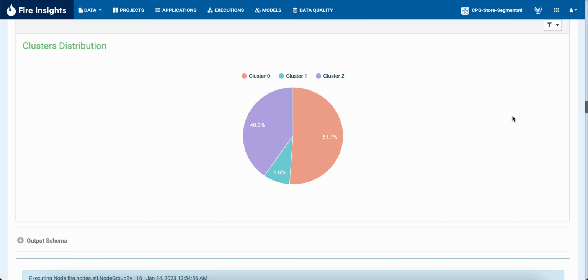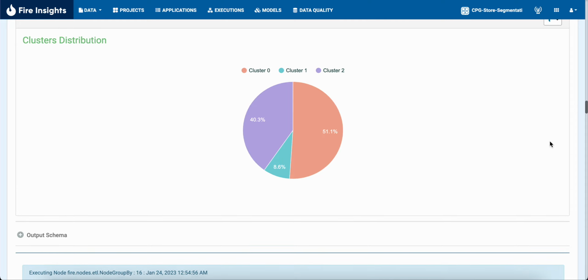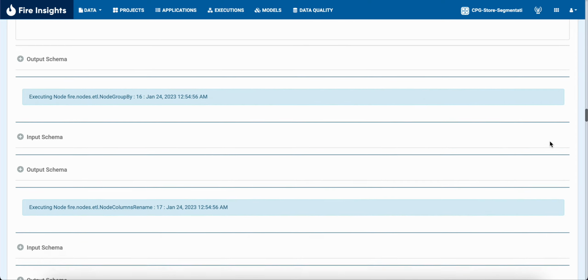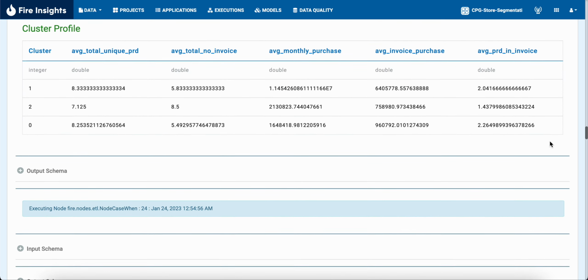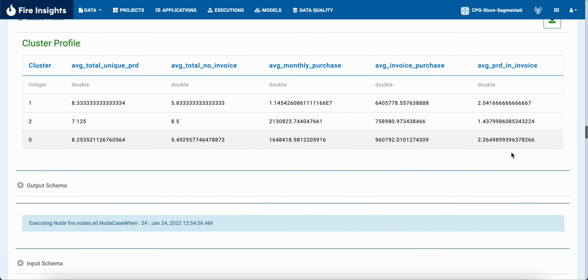Here in the execution page, the first thing we have is the cluster distribution in a pie chart. We can see that a majority of our customers are in cluster 0 and cluster 2, with only 8.6% of our customers in cluster 1. So that may be a unique place and a good way to start our analysis. Next, we will take a look at our cluster profiles.